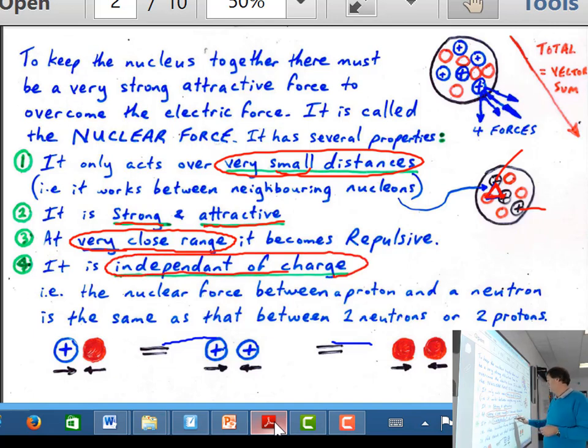Now what does that mean? If it's independent, it means the charge does not affect the nuclear force. In other words, if you were to put a proton and a neutron near each other, the nuclear force of attraction would be the same as if you put 2 protons near each other or 2 neutrons near each other. Because these are all equal forces, okay? So it is not dependent on charge at all. Those forces are all equal. So they're the key things to bear in mind about your nuclear force.